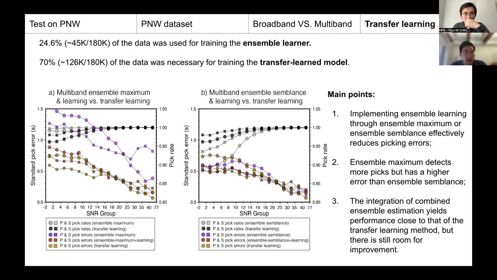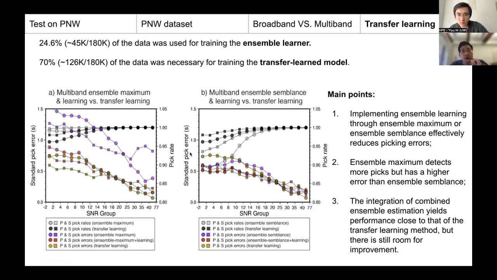If you look at the left part, we take the maximum one, it has a pretty high picking rate, as you can see, and more than the transfer learning. But its errors are higher, I think, because there are a lot of uncertainties, it's low quality data. And with the ensemble learning, you can see the errors are reduced a lot, especially for the low quality data. And it's approaching the performance of transfer learning.